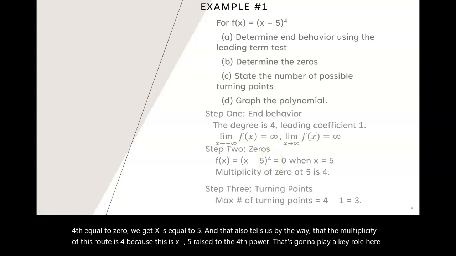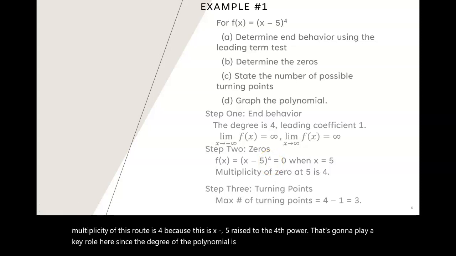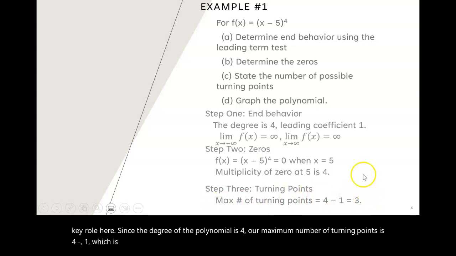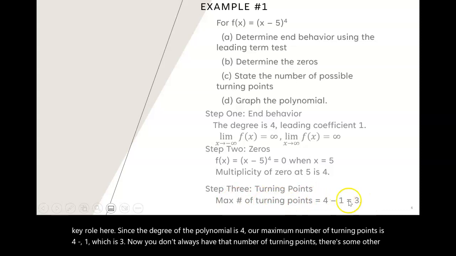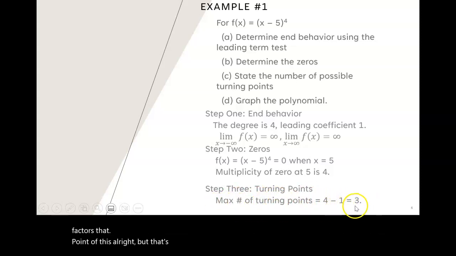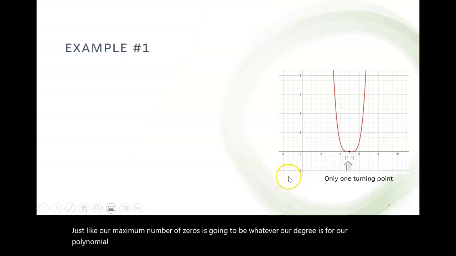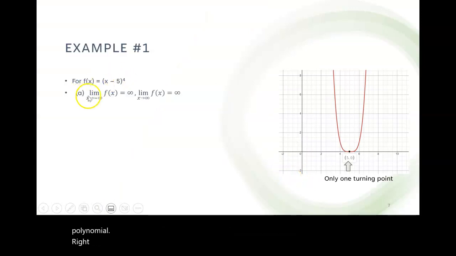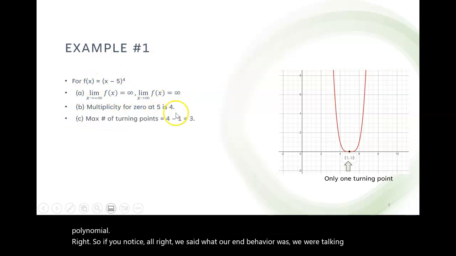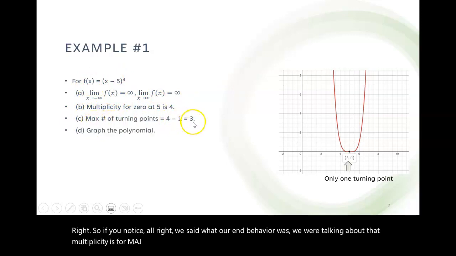Here, since the degree of the polynomial is 4, our maximum number of turning points is 4 minus 1, which is 3. Now, you don't always have that number of turning points. There are some other factors that go into this, all right? But this is going to be our maximum number of turning points. Just like our maximum number of zeros is going to be whatever our degree is for our polynomial. All right, so we said what our end behavior was. We already talked about that. Multiplicity is 4. Maximum number of turning points is 3.